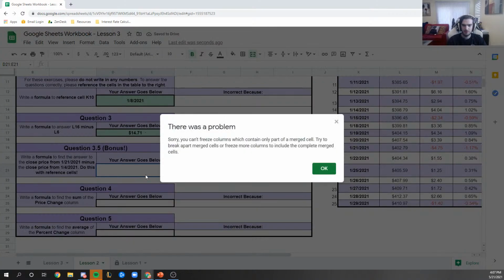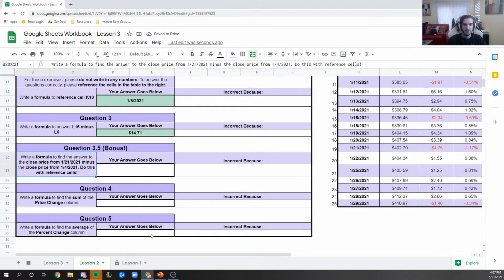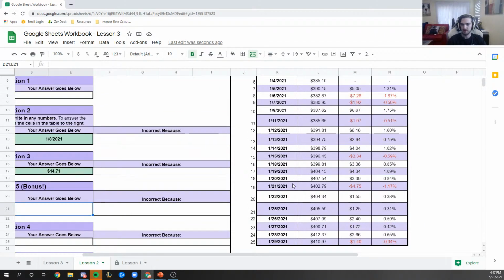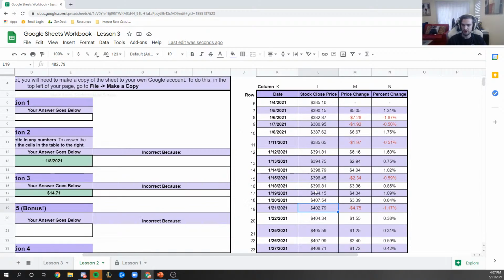Freeze 2 columns. I see. Okay, so it's not going to do that. So here what we need to do is let's first see what this is asking us to do. The close price from 1/21. Here's 1/21. So this is our close price.